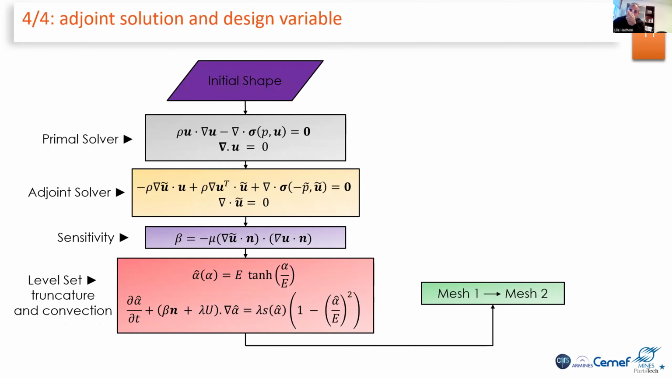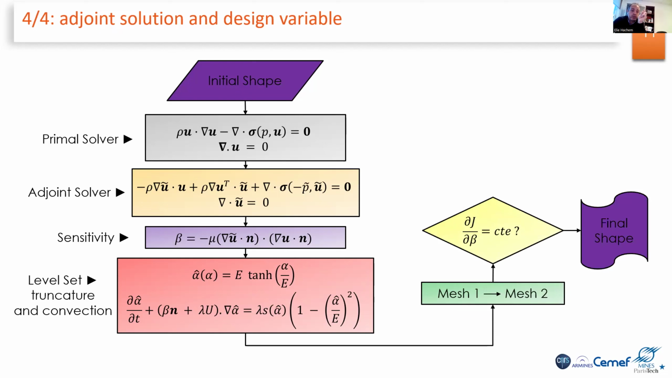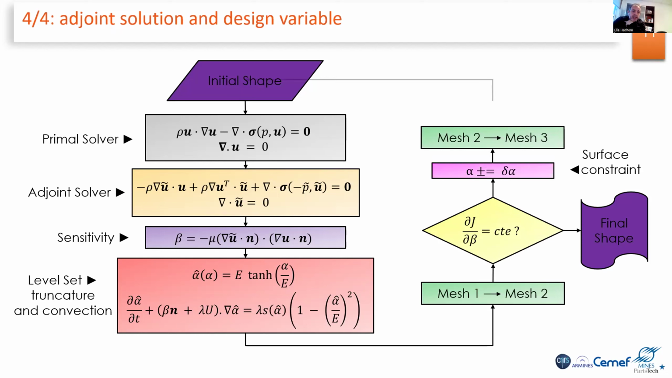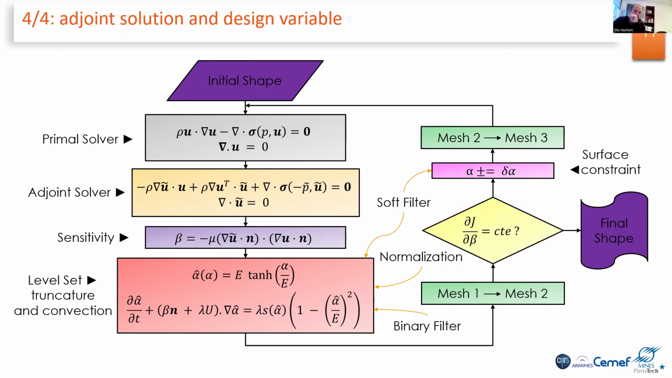When you move your interface, you need to follow it with the mesh, and you check convergence. If you are not converged, you do another mesh, another iteration, and then you iterate until the final shape. We check the surface constraint, and then we adapt the mesh, and there are a lot of details about normalization, about doing some filters and a binary filter to keep the velocity control on the interface and not inside the solid and inside the fluid.